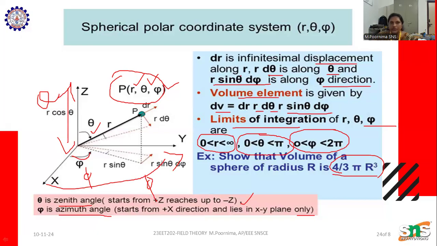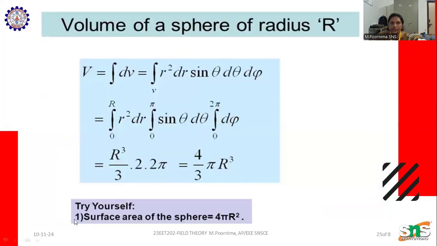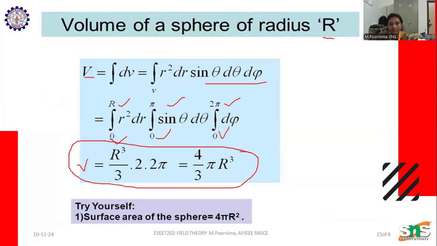The volume of a sphere of radius r is v equals the integral of dv, that is r square dr sine theta d theta d phi. Taking the volume integral with r from 0 to r, theta from 0 to pi, and phi from 0 to 2 pi, we finally get v equal to 4 by 3 pi r cube. The surface area of the sphere is 4 pi r square.